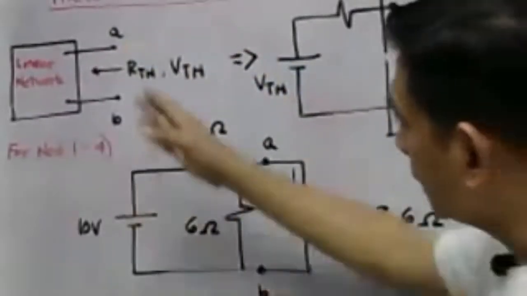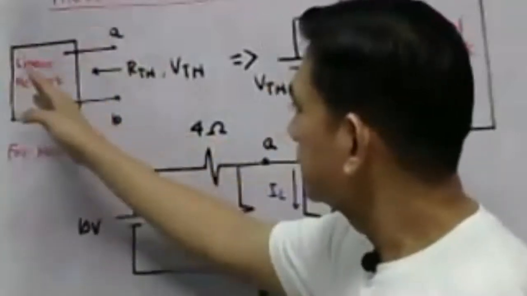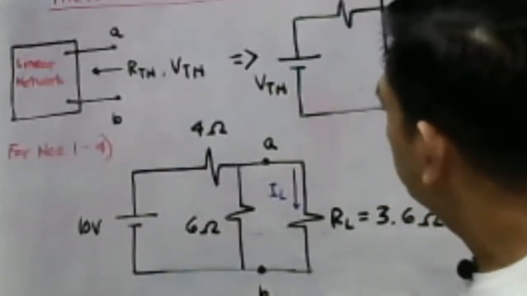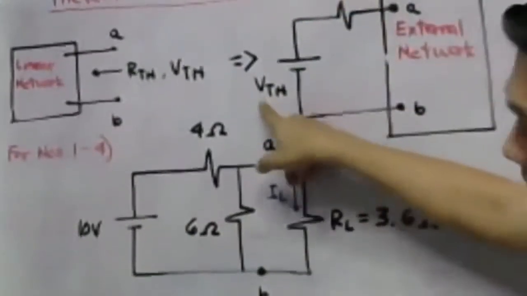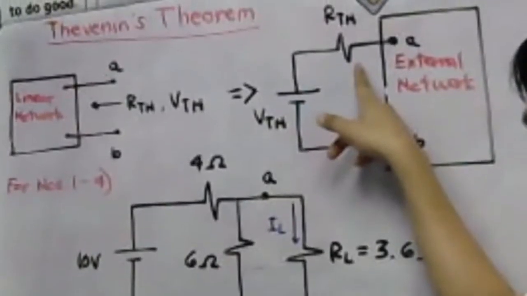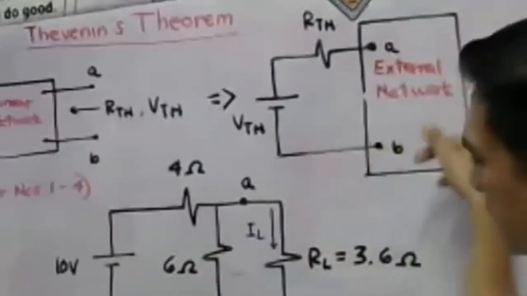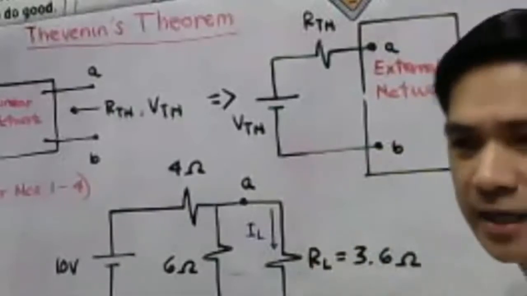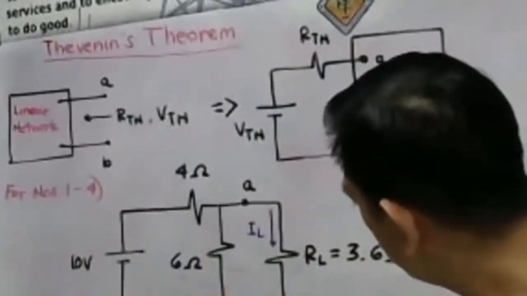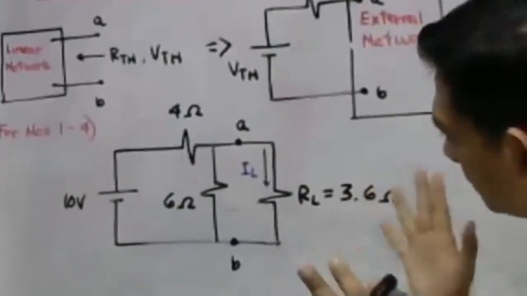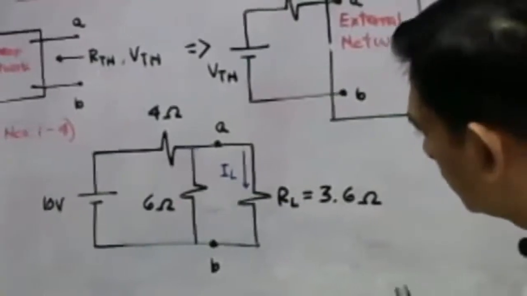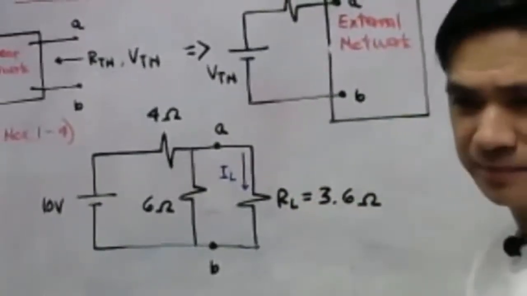So any linear network having constant sources of EMF can be replaced by a circuit consisting of Thevenin's voltage in series with the Thevenin's resistance. And the external network is connected to our RL. So this is a 10 volts, 4 ohms, 6 ohms. Then we have here our RL. This is a very basic circuit, a series parallel network. We are going to solve this using Thevenin's theorem.